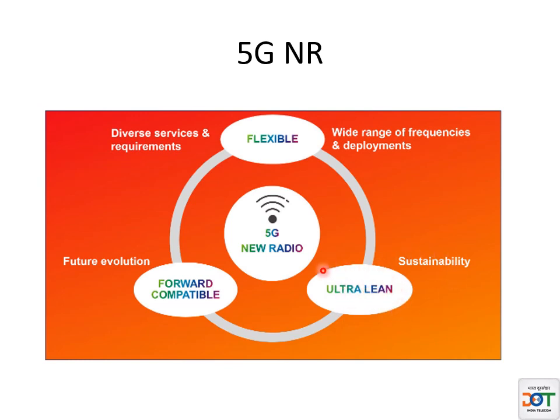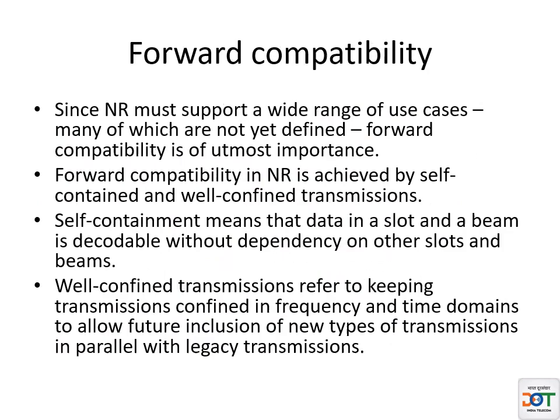So it should be designed in a way that there is no transmission when no data is getting transmitted, or there is no need to transmit something. So ultra lean design, and forward compatible means it has to accommodate all the future evolution. The 5G new radio design should be in such a way that it is forward compatible.